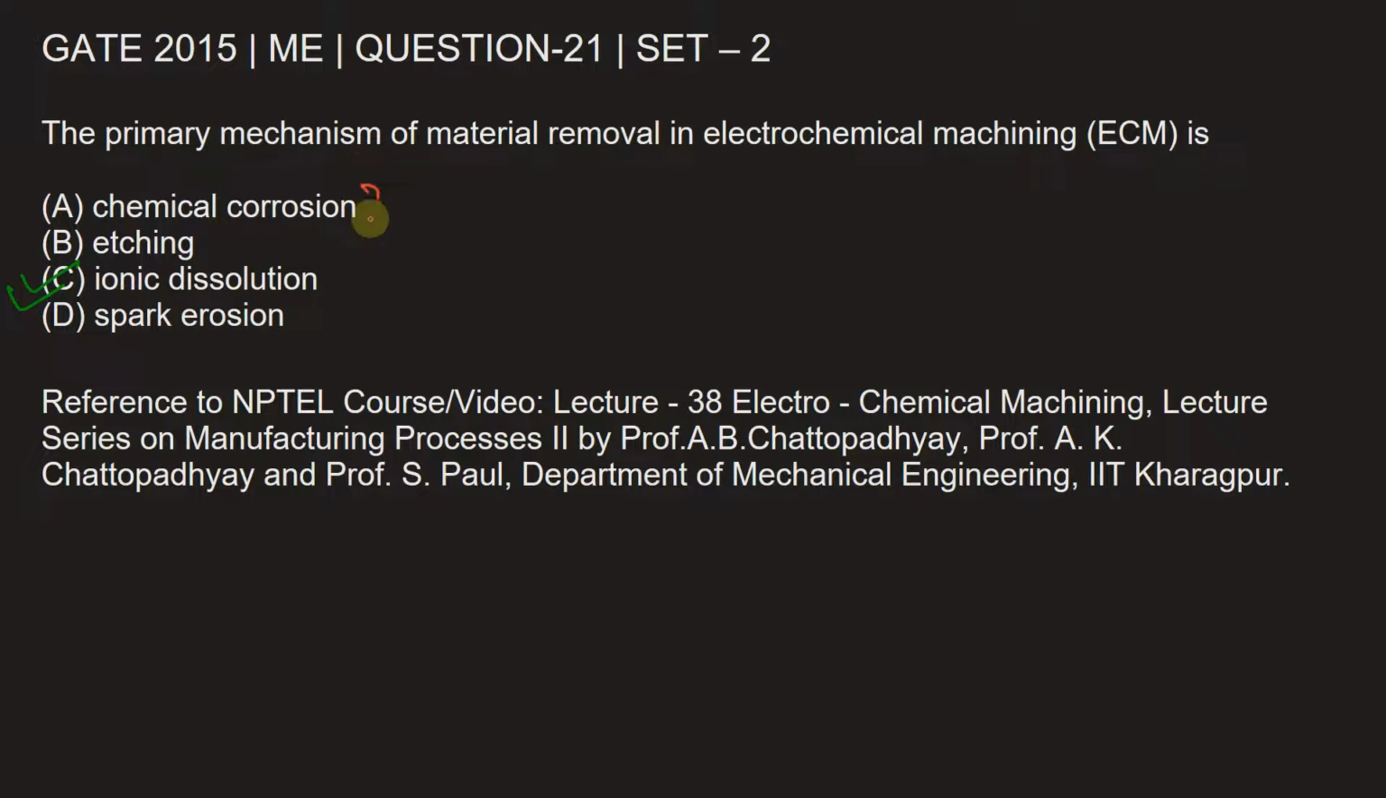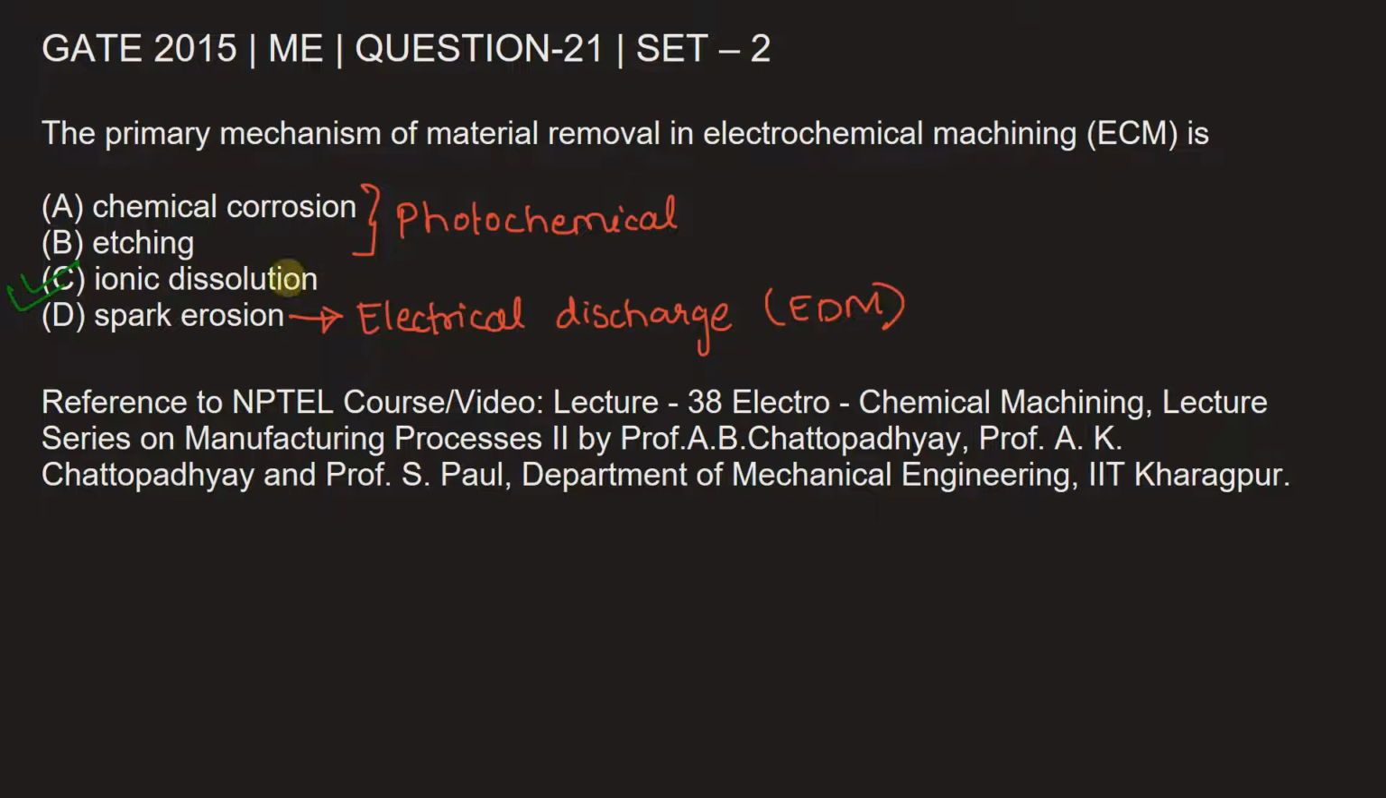The first and second options, that is chemical corrosion and etching, use the photochemical process, also called photochemical machining, and spark erosion is the method used for electrical discharge machining, or EDM. So the only option that matches electrochemical machining is option C, ionic dissolution.